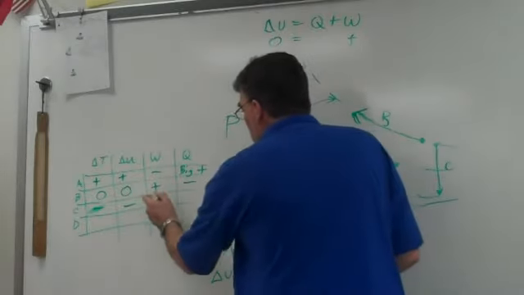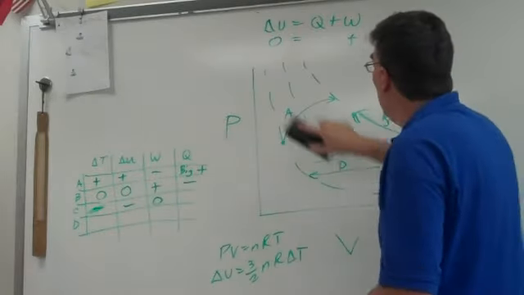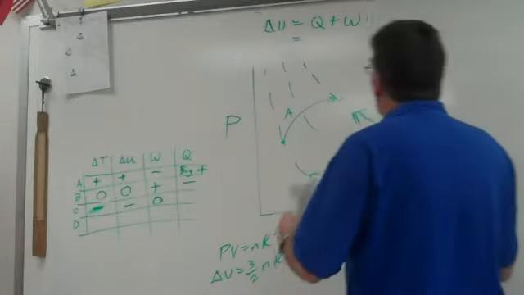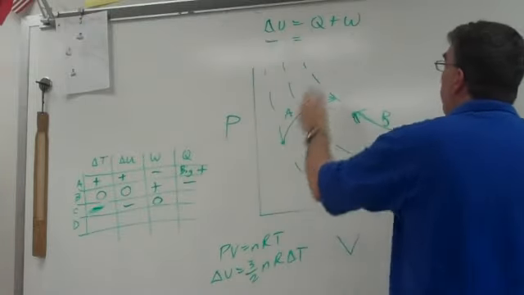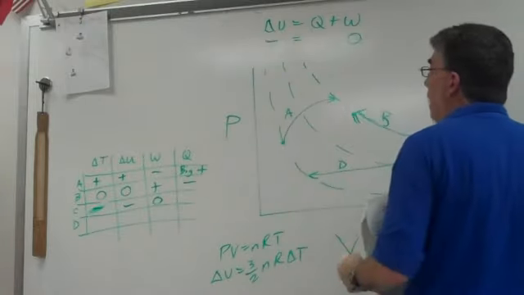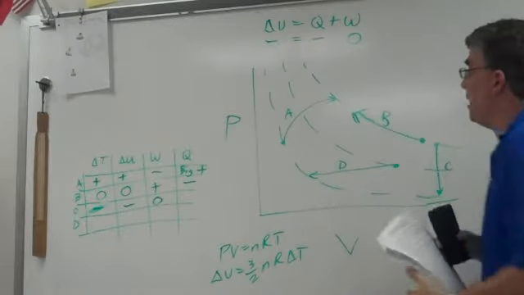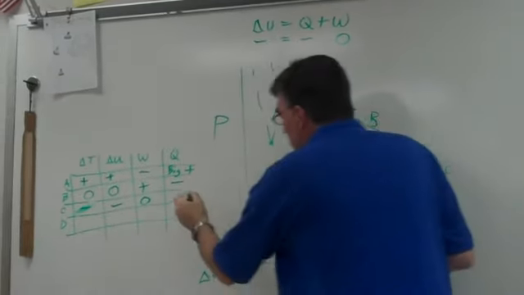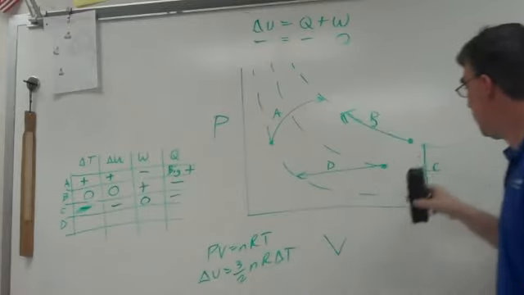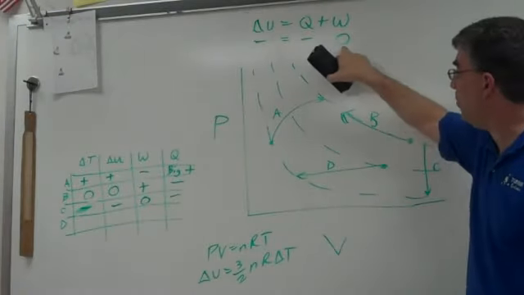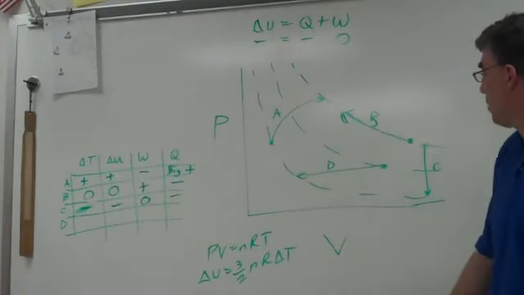So if delta U is negative and work is 0, what does Q have to be? It has to be negative. So heat is being removed from the system, but not by work. But the temperature is dropping.